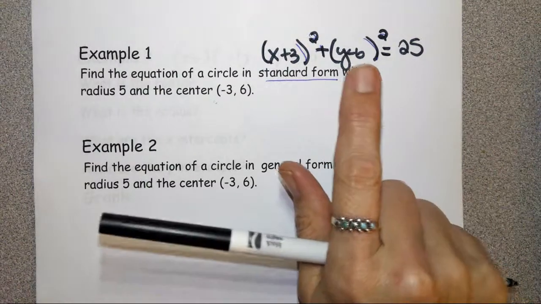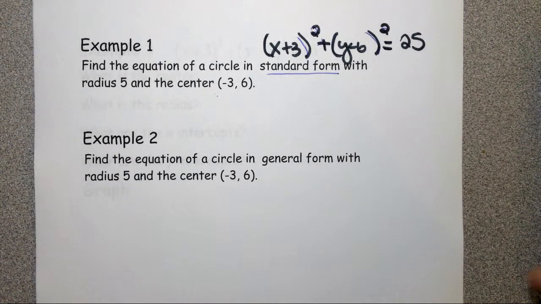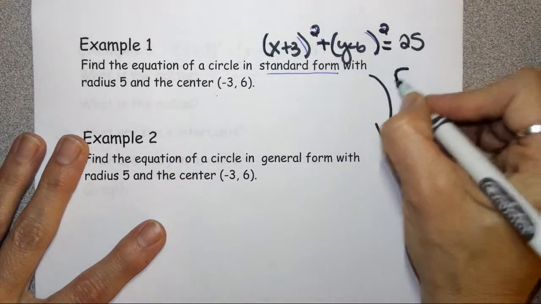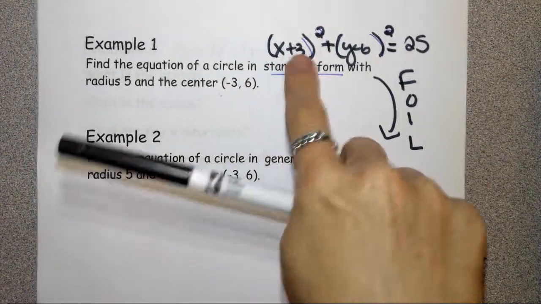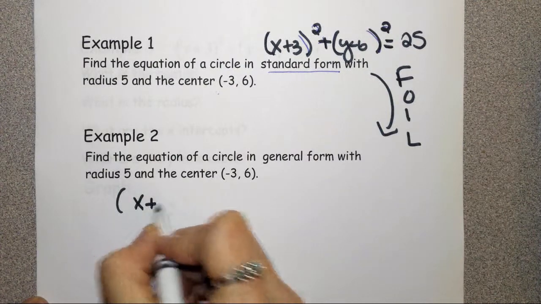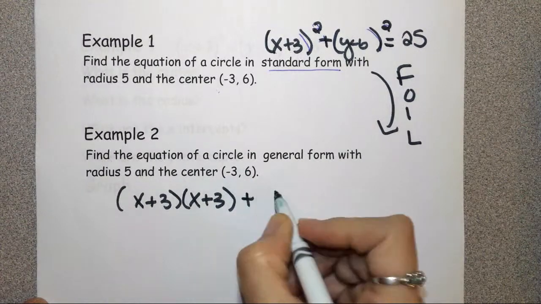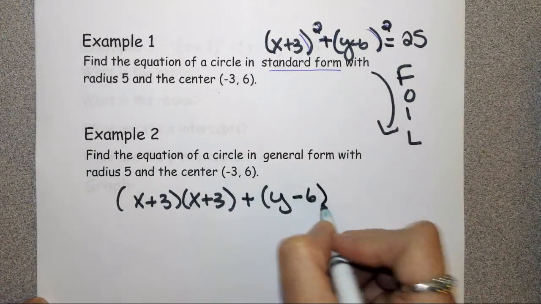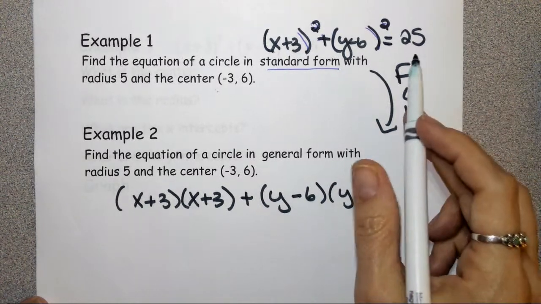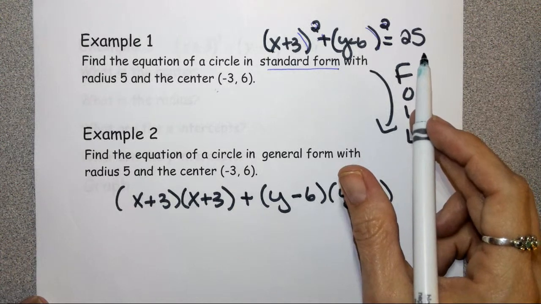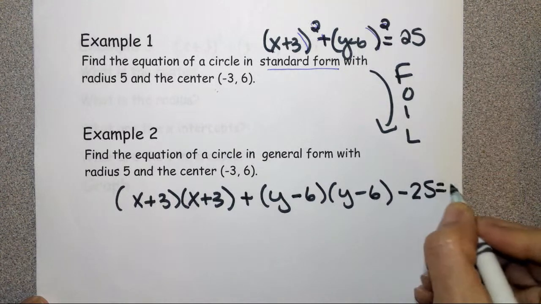Okay. Now they want me to take that same equation and put it in general form. And I just told you you weren't going to like it. You're going to have to do what to both of these? FOIL and then make it equal what? 0. Okay, so we have to FOIL (x plus 3) squared, which means we have x plus 3 times x plus 3. And then plus (y minus 6) times (y minus 6). And it equals 25, but what do I have to make it equal? 0. So what do I have to do with that 25? Move it over and subtract it.